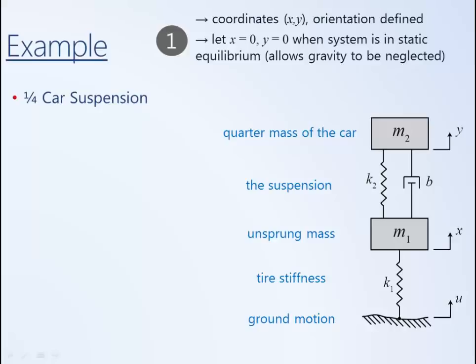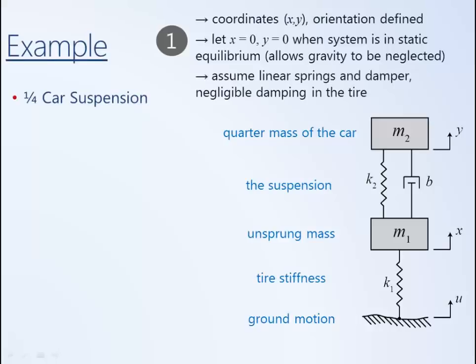In essence, the weights are being offset by the static deflection of the springs. So there's weight there, but it's exactly offset by the force generated by the static deflection of the springs. In terms of assumptions, we'll assume linear springs and dampers and negligible damping in the tire.